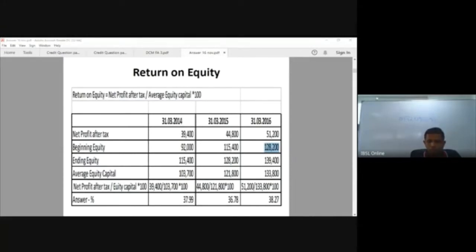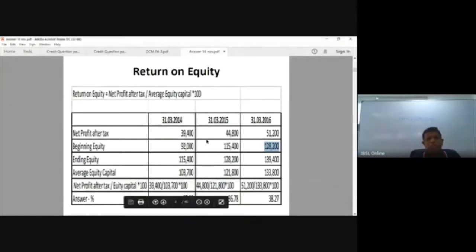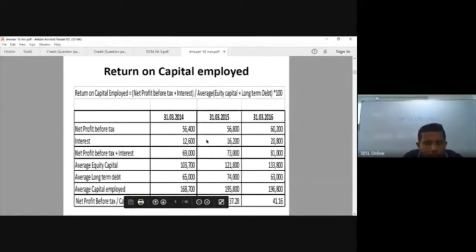We'll go to the next category of ratio under profitability, that is return on capital employed. Here, you have to take the net profit before tax and before interest. Before tax is given: 56,400, 56,800, 60,200. And you have to add back the interest: 12,600, 16,200, 20,800. Then it will be net profit before tax and before interest: 69,000, 73,000, 81,000.